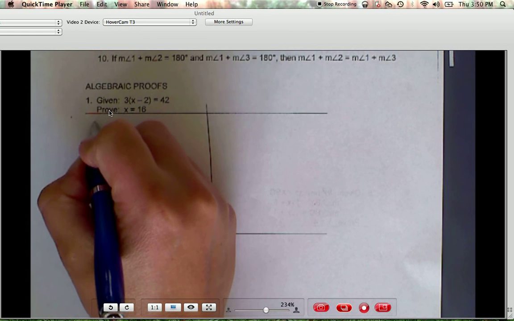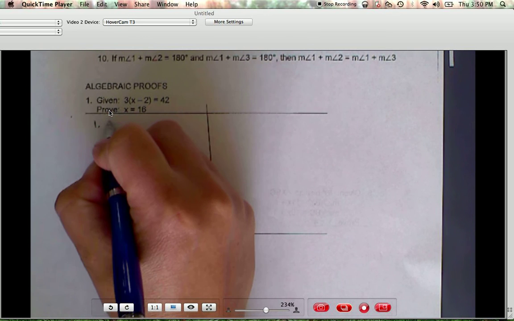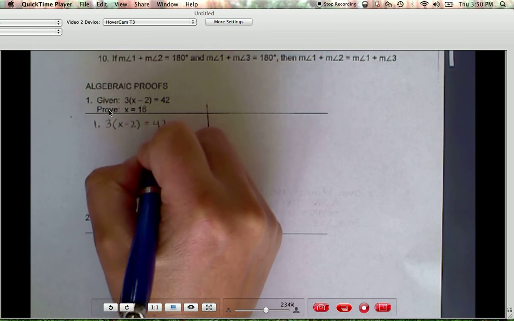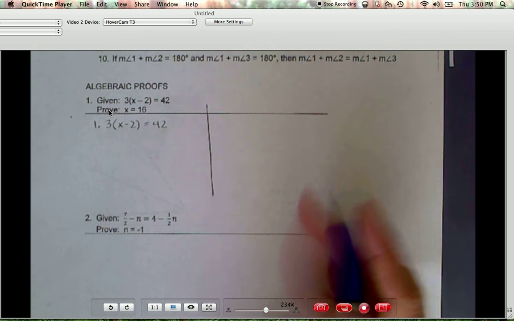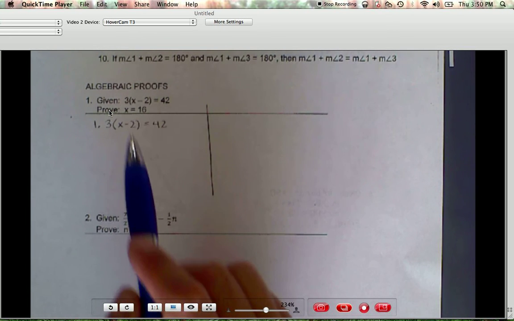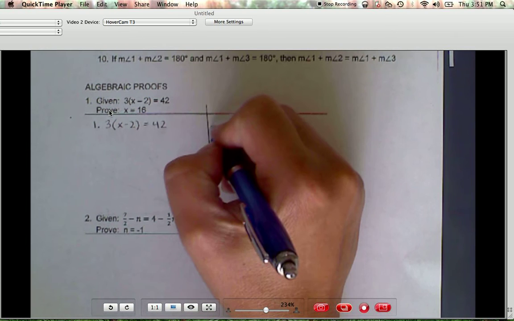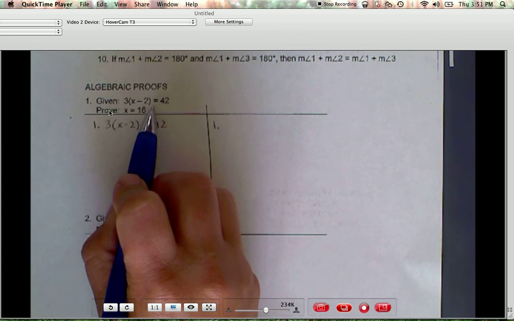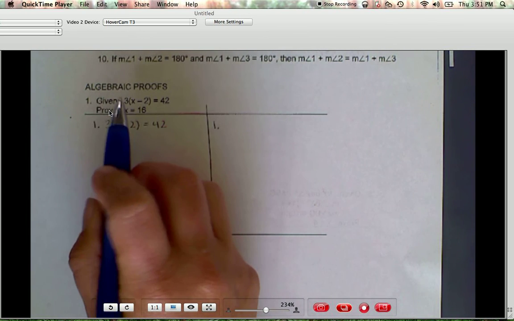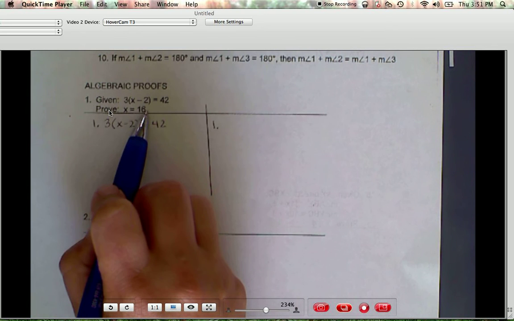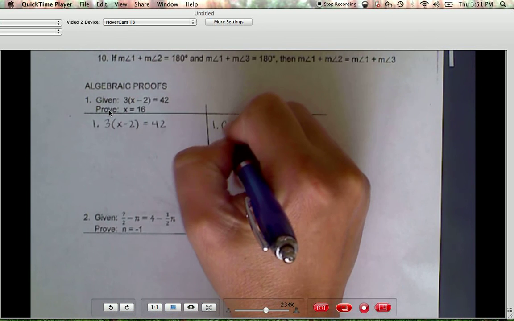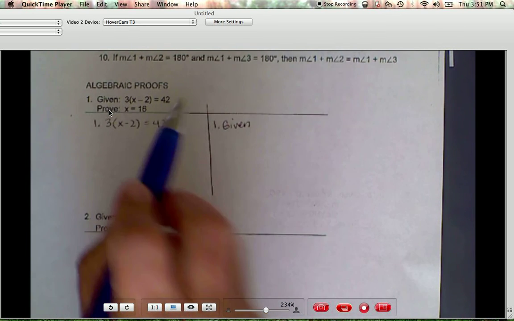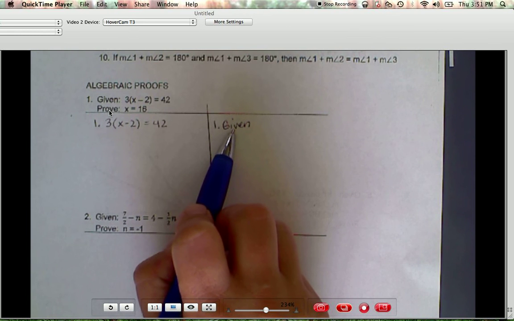Now the first step on the left side, the first statement is always going to be a given in this case, because that's what we're beginning with. There are very few exceptions. We're almost always putting one of our givens into the proof right away. So the only reason we know this to be true, 3 times the quantity x minus 2 equals 42, is because it's given to us. What we're trying to prove is that x equals 16. So the only reason we know this is true is just because it's given to us. So we will write given. It's given to us. Okay?